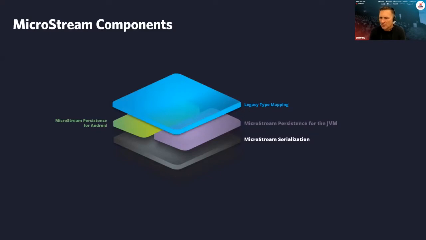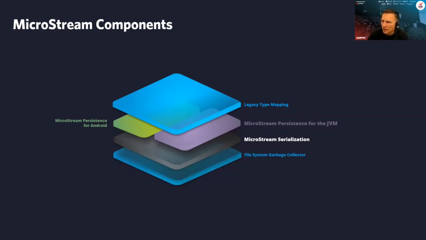What happens if my classes change? So this was always a big problem, the same in object-oriented databases. With MicroStream, we have solved this problem. With legacy type mapping, it's possible to change classes all the time, at any time, and everything is handled by the engine behind the scenes.